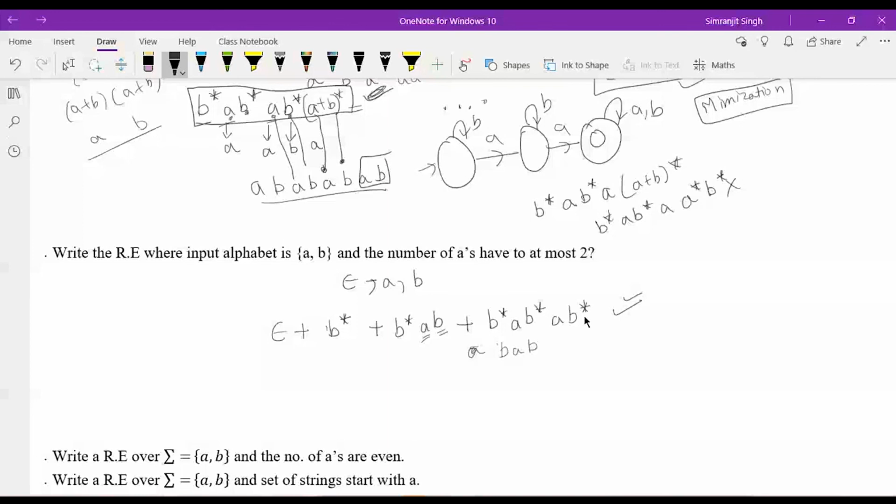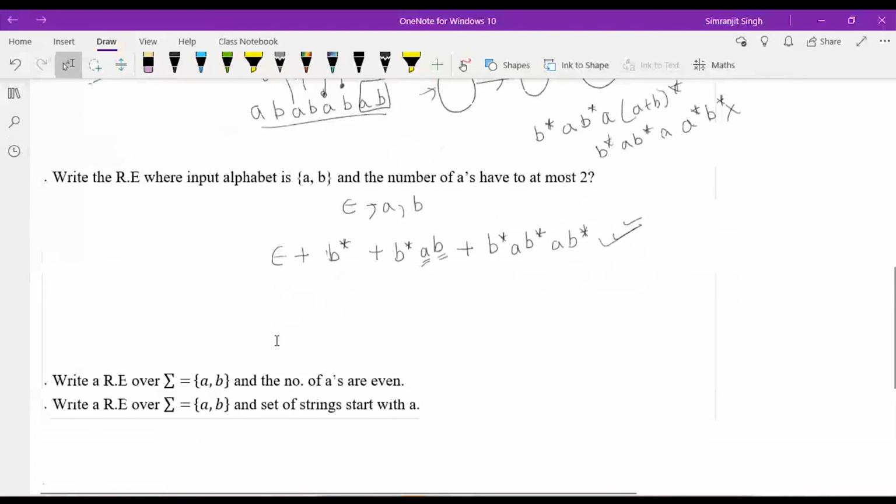I think from the expression, it looks very correct. Epsilon is also there, 1A is also there, and 1B can also come. Any number of B's can also come, so that possibility is also taken care of. After that, at most 2 A's, this is also possible. Yeah, that seems correct.